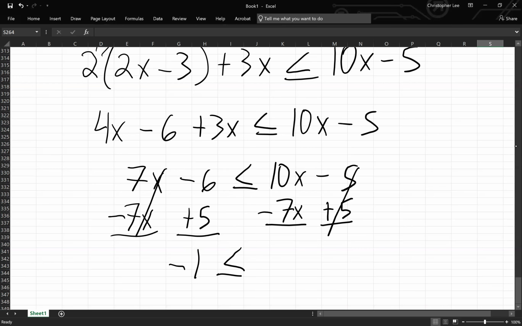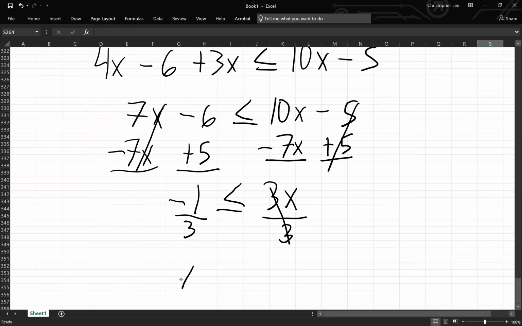All right. What's 10x minus 7x? 3x, right? But now again, I want to get all my x's on one side, all my numbers on the other. So I have to get rid of that 3. How do I get rid of the 3, not the 3x, the 3? Right. I'm going to divide by 3 over here. But what I do to one side of the inequality, I have to do to the other side of the inequality. So now, what's my answer? X, read it backwards, is greater than or equal to negative 1 over 3.